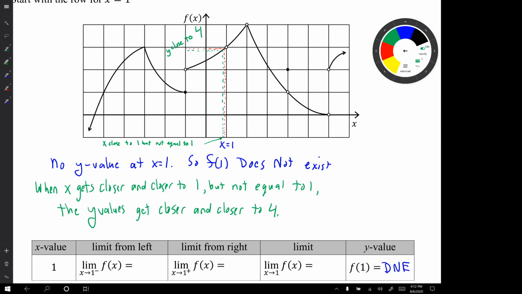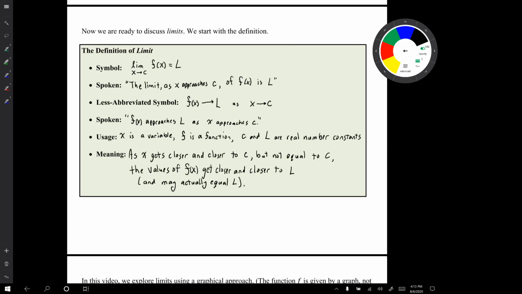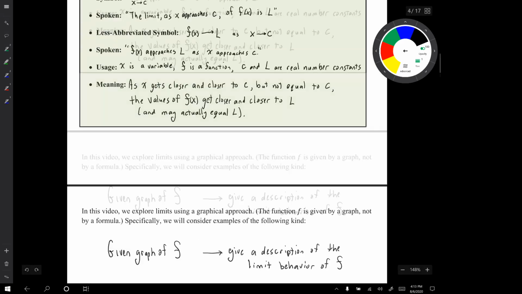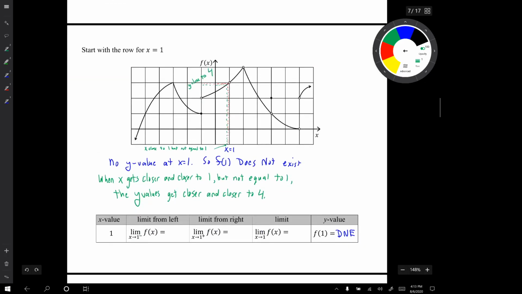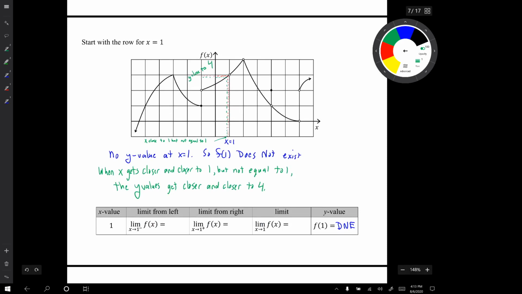So as x gets closer and closer to 1, but not equal to 1, the y values get closer and closer to 4. Now remember, the definition of limit actually says something very much like that. It says that as x gets closer and closer to c, but not equal to c, the values of f of x get closer and closer to L. So we have a sentence here in the definition of limit that sounds a lot like the sentence that I just wrote down. So we can abbreviate that green sentence by writing the number 4 here. All right, let's do another row of the table.